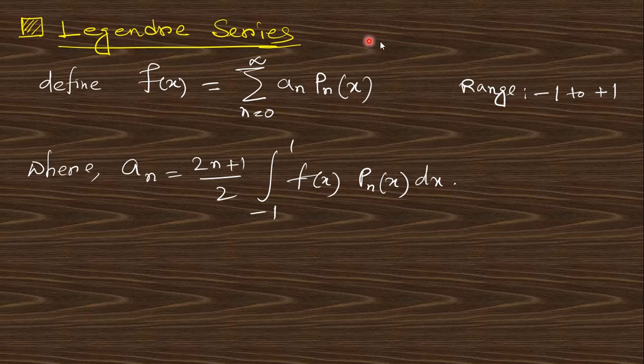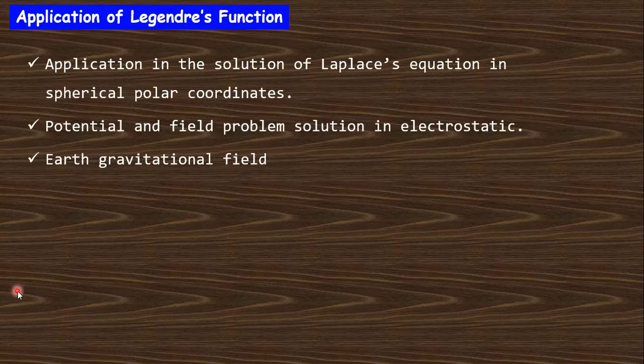This f(x) is defined by this Legendre function where n is like that. This is the Legendre series, and it has various applications. Mainly it is the solution of the Laplace equation in the spherical polar coordinate system, in potential and field problems in electrostatics and the earth's gravitational field, where we use the spherical polar coordinate system. We get this Legendre function, and we can write down the Legendre solution.